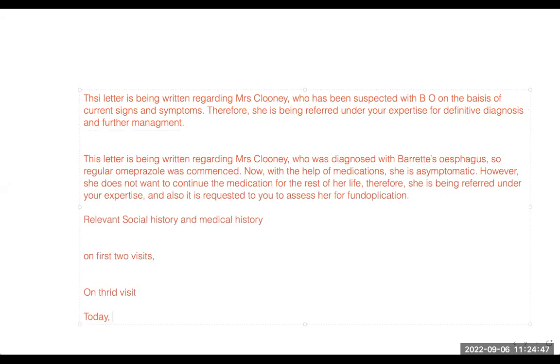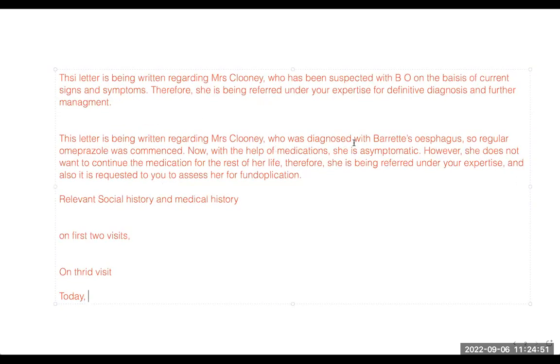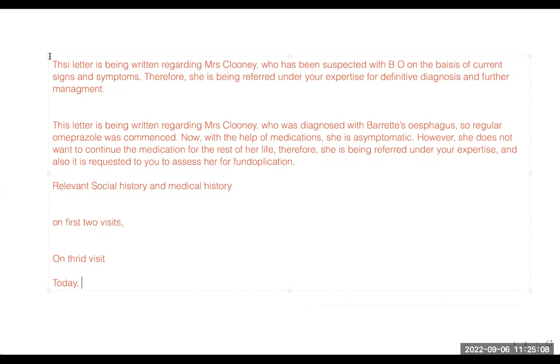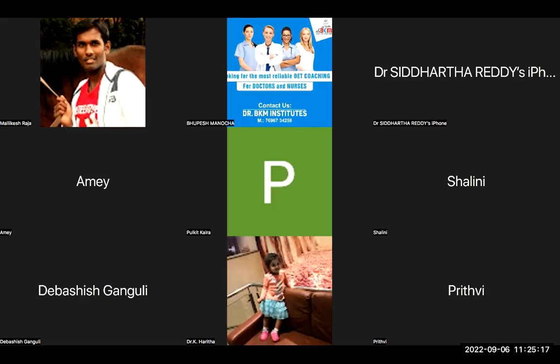But in this letter, we have diagnosed the patient. Medications have been given. The patient has been made asymptomatic. So we have done all the required jobs. So in these kinds of letters, every visit would have been important to be explained. But in this difficult letter, we need to understand that when the patient has been diagnosed with Barrett's esophagus on the third visit, the first two visits do not have the importance. So we can deduct the data from those two visits.